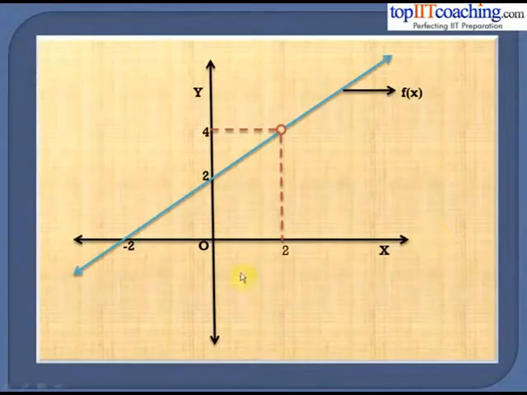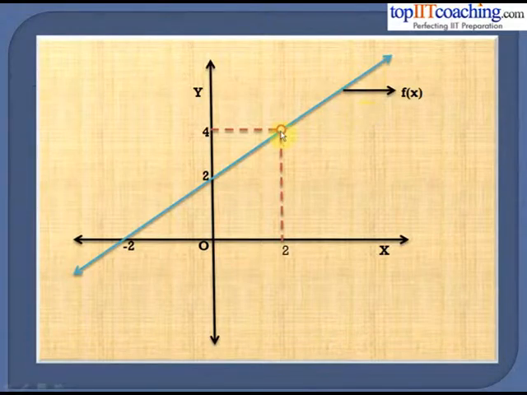So this is the graph of x square minus 4 divided by x minus 2. In this case we see that the left hand limit is equal to 4 and the right hand limit is also equal to 4. But the function is not defined at the point x equal to 2. Thus f(x) is discontinuous at the point x equal to 2.